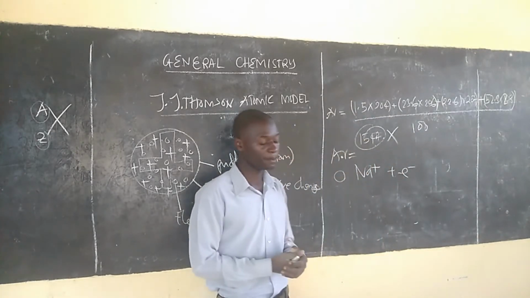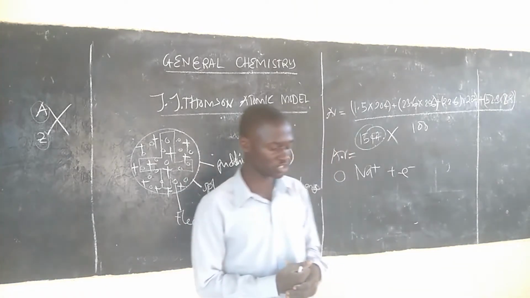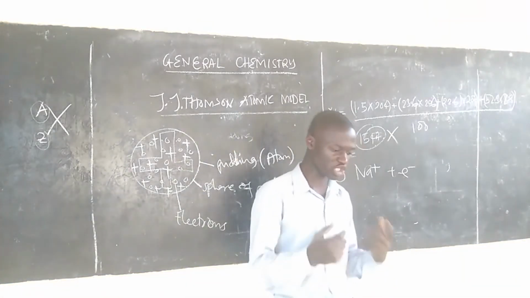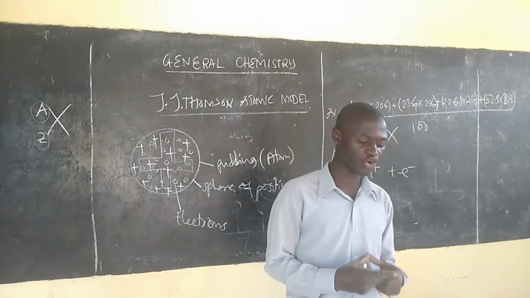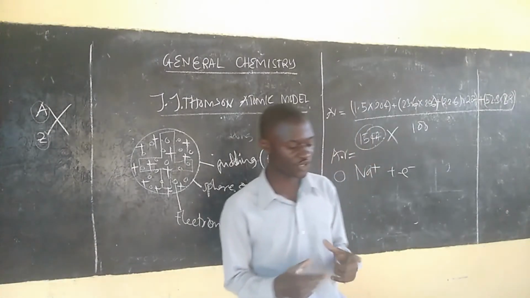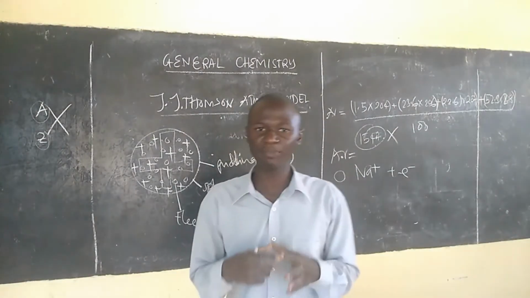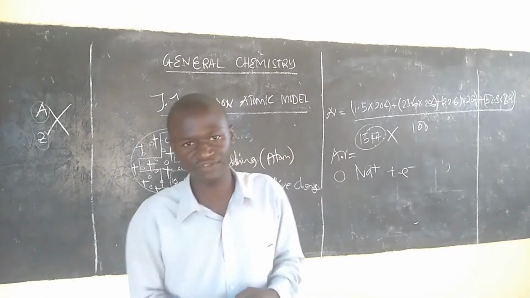Lakini limitation nyingine, Thomson atomic model failed to explain how the positive charge holds on the electrons inside the atom. It failed to explain about the stability of an atom. Kwamba zile positive charge zinazishikaje negative.